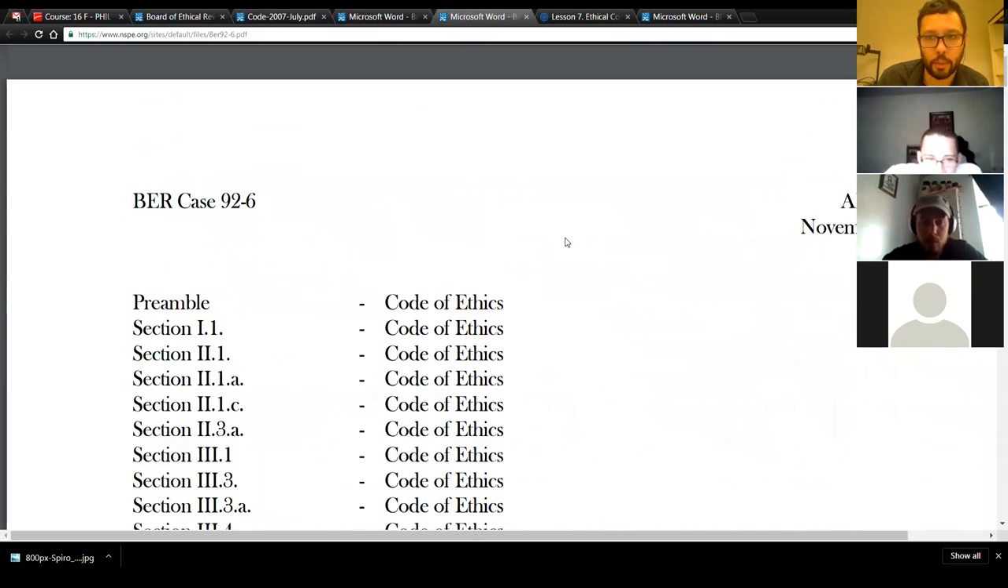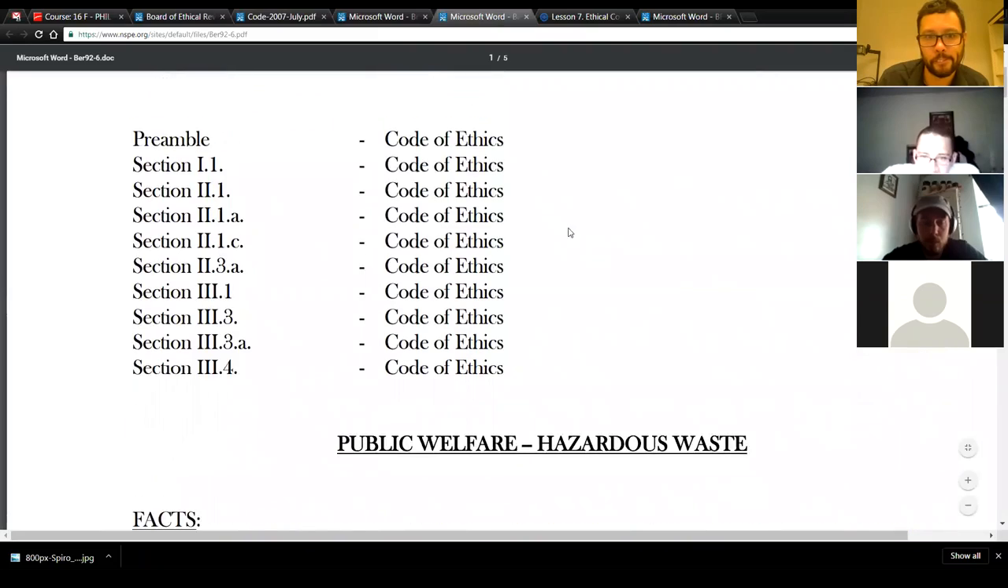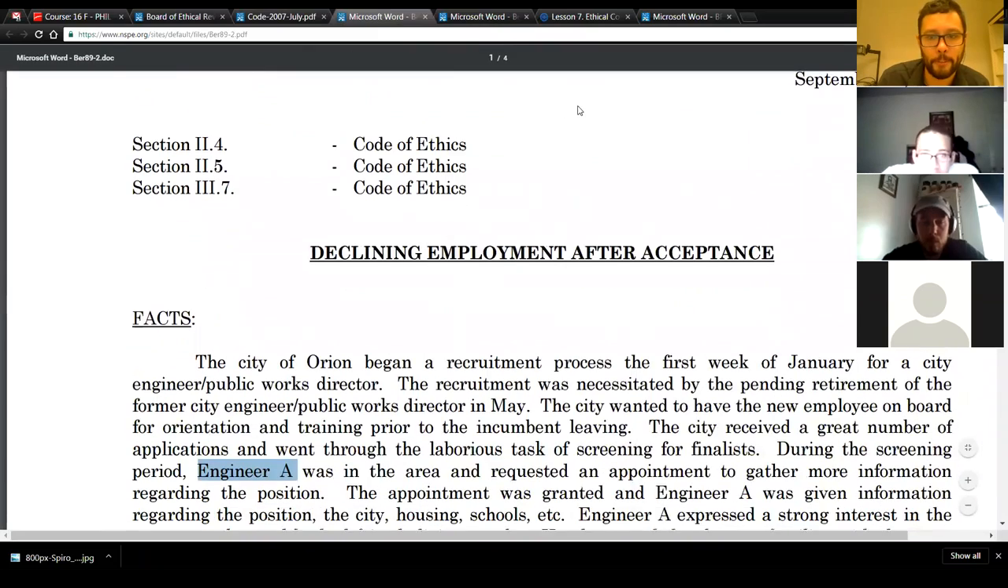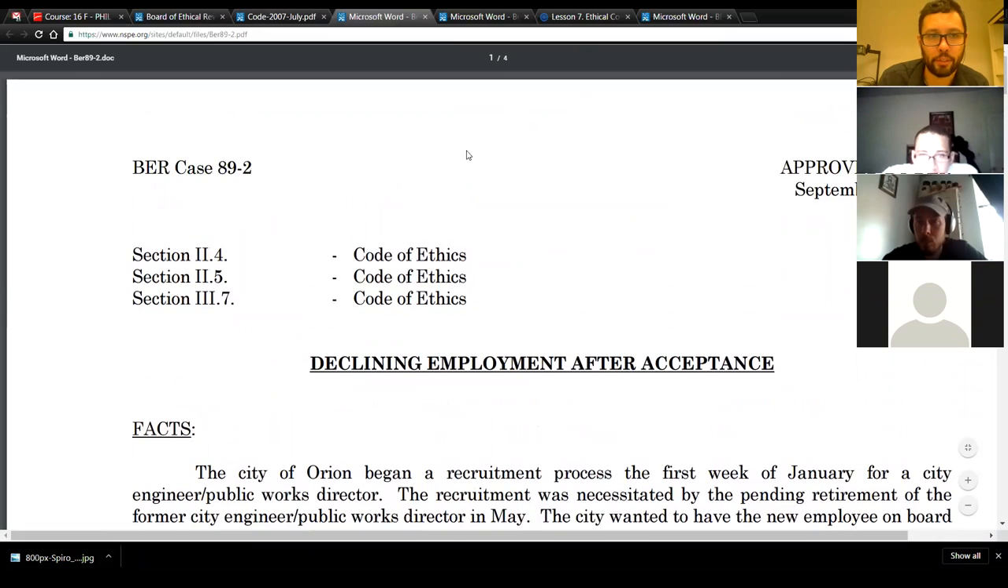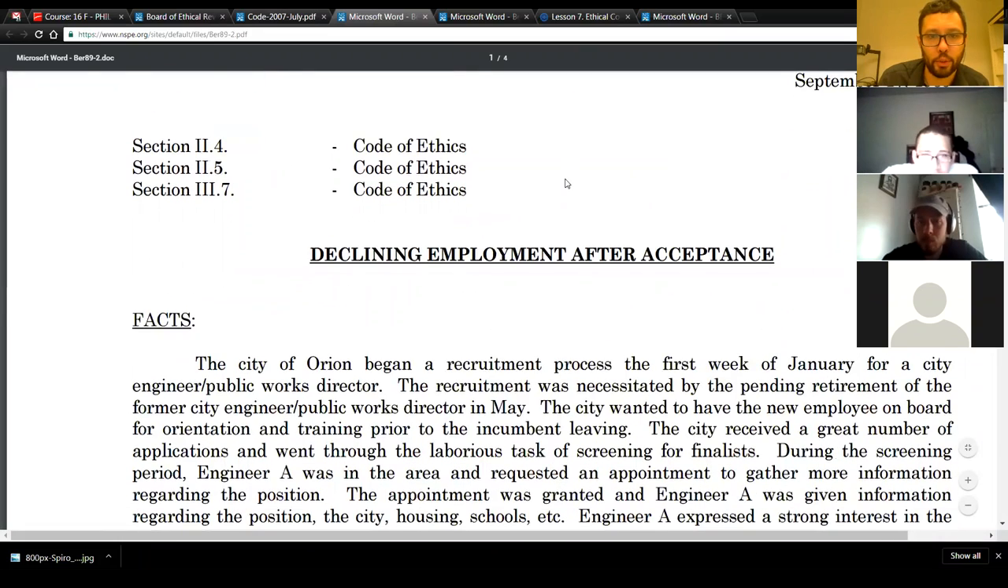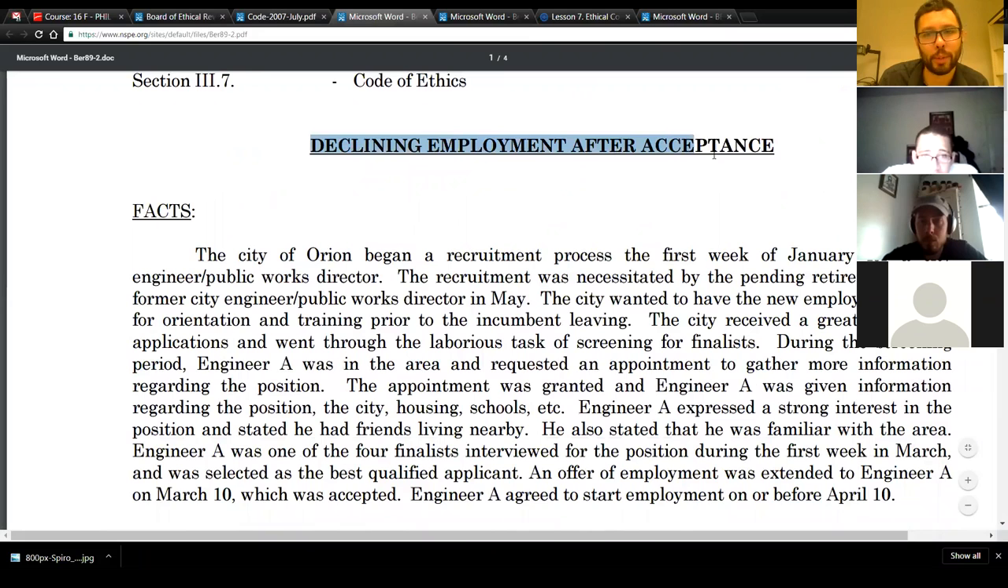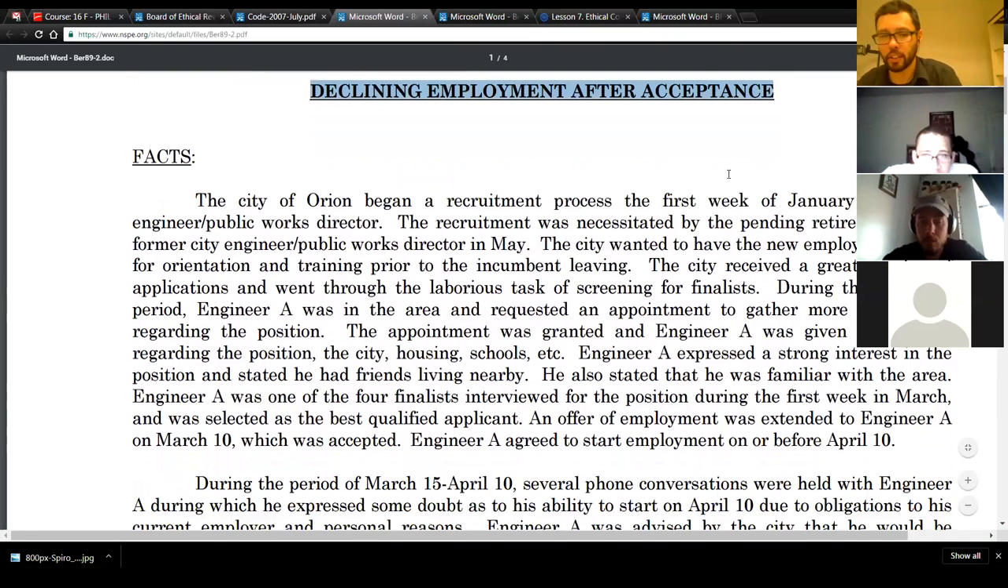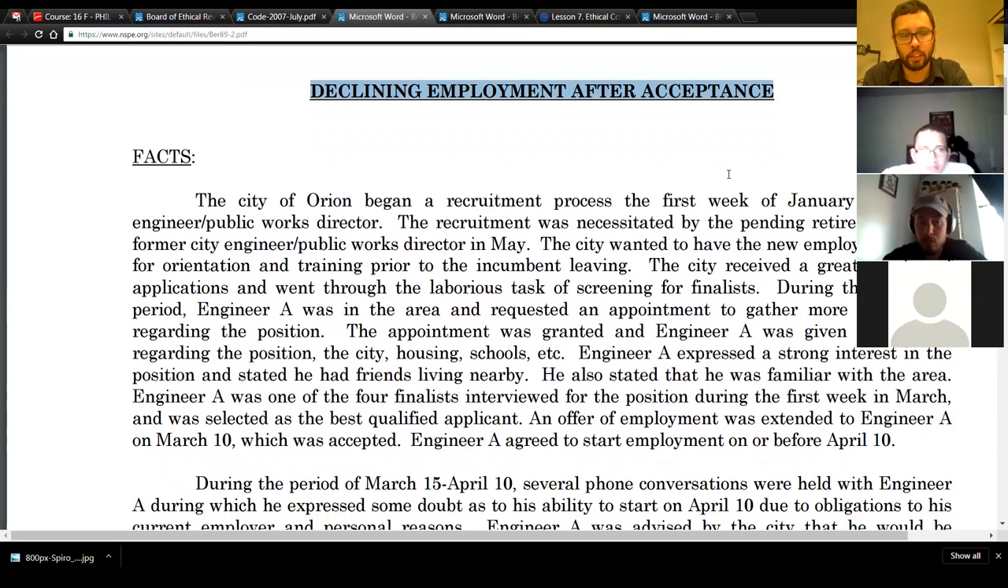So I have two cases up here that I want to look at. This first case is case 89-2, declining employment after acceptance. So this has to do with the hiring process. I'll go ahead and read the case out loud. The city of Orion began a recruitment process in the first week of January for a city engineer public works director. The recruitment was necessitated by the impending retirement of the former city engineer public works director in May. The city wanted to have a new employee on board for orientation and training prior to the incumbent leaving.